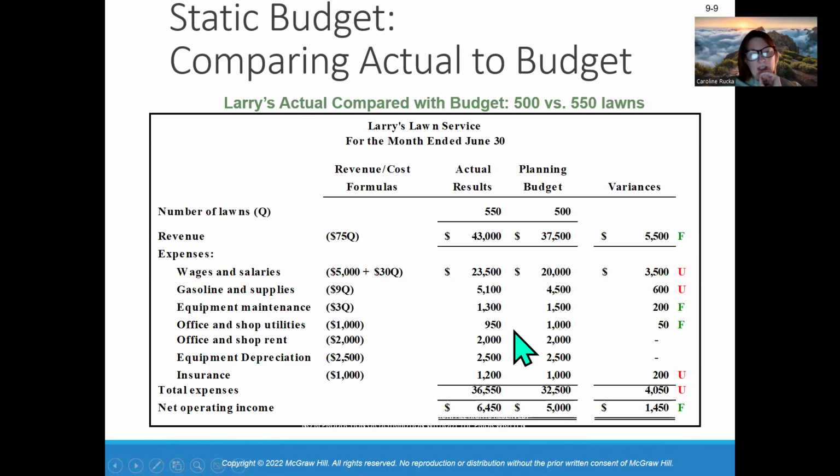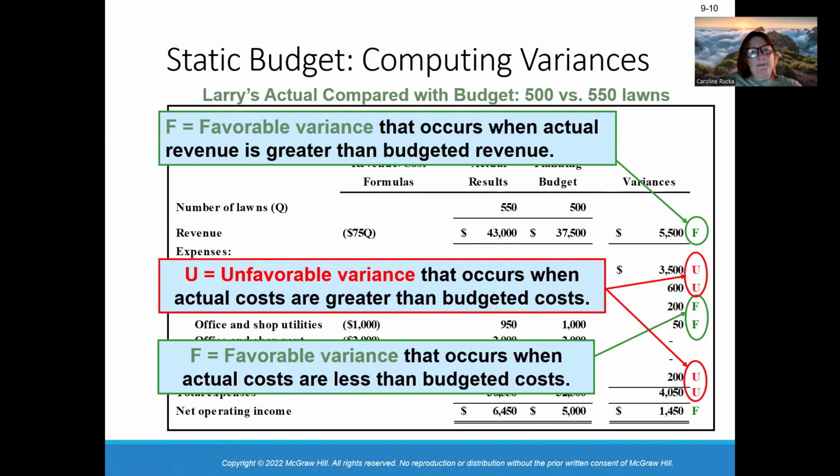Office and shop utilities also had a favorable result. Do you think this is affected by the number of lawns that we mowed? Probably not, right? Insurance, we paid $200 more in insurance. That's unfavorable. So our total expenses were unfavorable. Our net operating income, the variance was favorable. Okay.